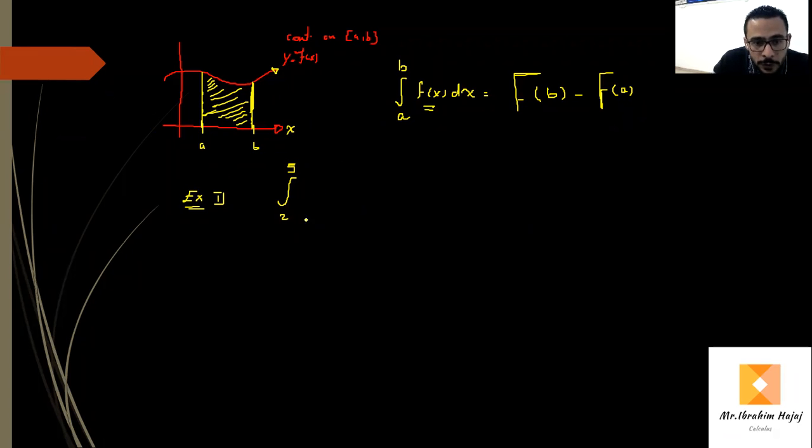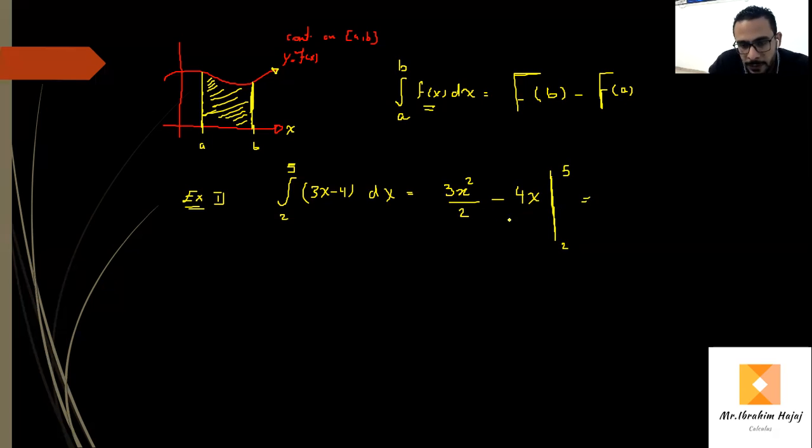The function should be continuous over the interval. From 2 to 5, for example, of this function 3x minus 4, it's a line, dx. How to do it? It should be F of 5 minus F of 2, right? So what is F uppercase? The antiderivative of this function. Okay, Abdurrahman, so what's the integral of 3x? It's 3x squared over 2, yes. Minus 4x. And then evaluate this from 2 to 5. This is the ordinary definite integral we studied.